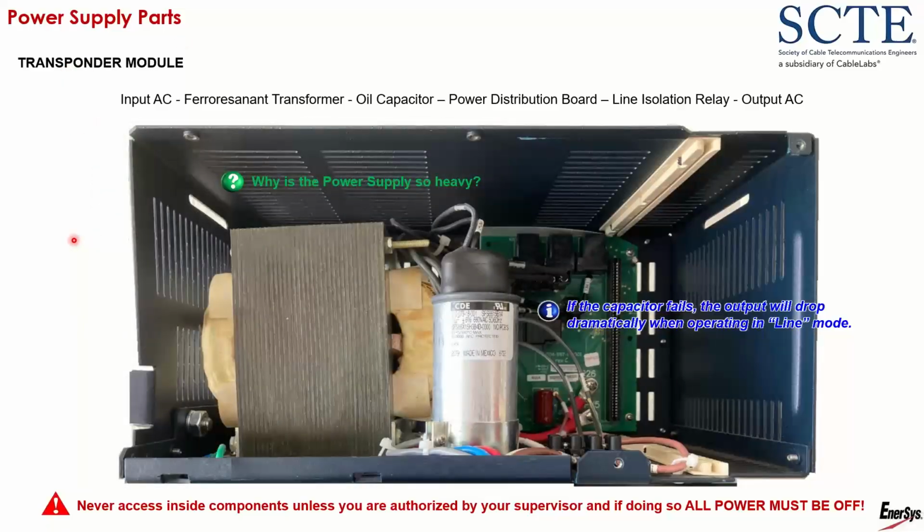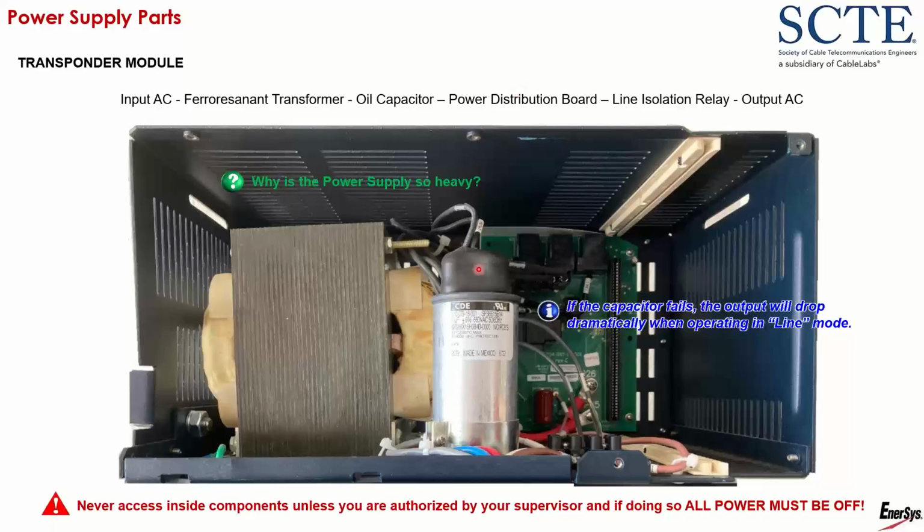The transformer module is where you have the AC input. You have the ferroresonant transformer. You have the oil capacitor, which is this big silver thing. So here's my big steel block. So I have a question here. Why is the power supply so heavy? Well, I have a great big steel block in there surrounded by a bunch of copper. Now, in this case, the copper is covered with wax paper because, again, I don't want the copper wires to be touching the steel. And then I have my big capacitor in here also.